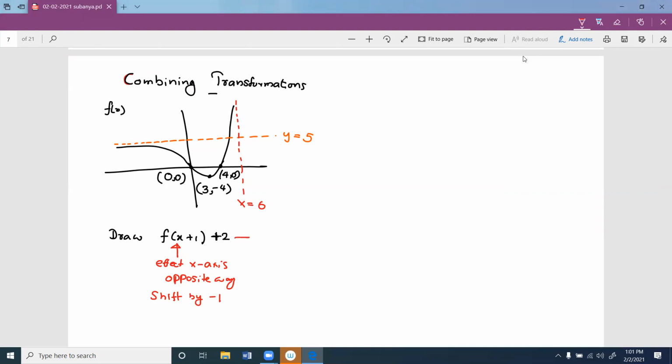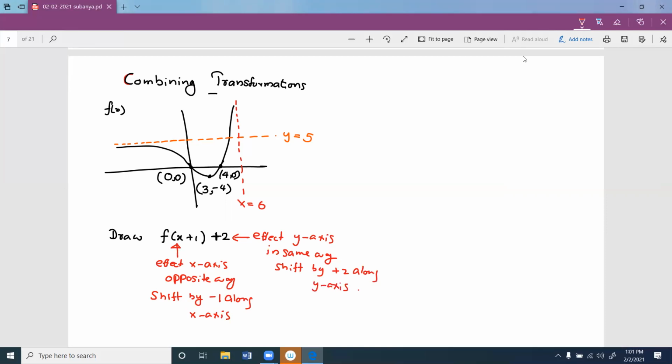This one is totally outside the function, so it affects the y-axis. You know that y operations are straightforward. So plus 2 means the entire graph shifts 2 units up. So you can say shift by minus 1 along the x-axis, and in the same way, shift by plus 2 along the y-axis. That's the operation we can do.